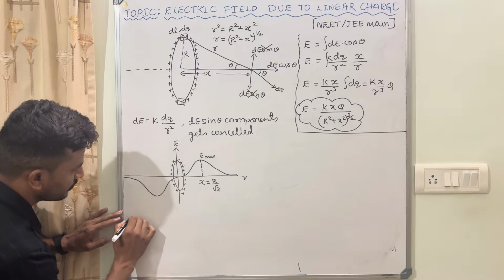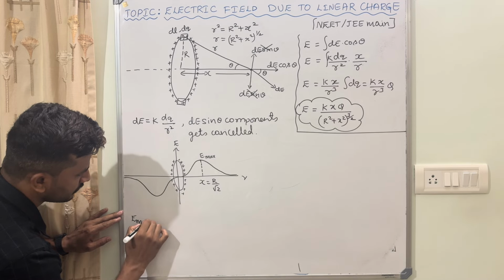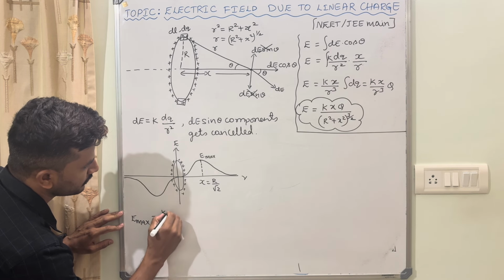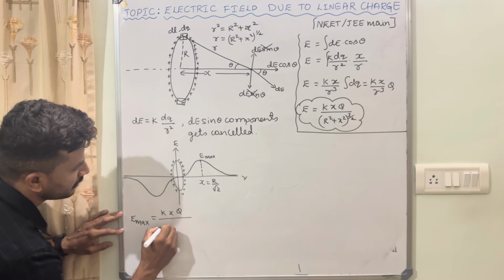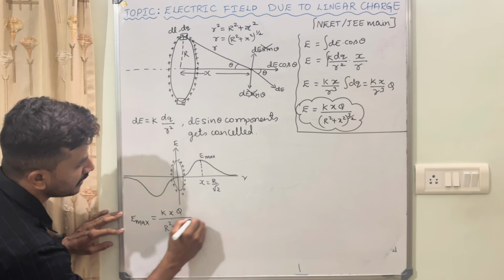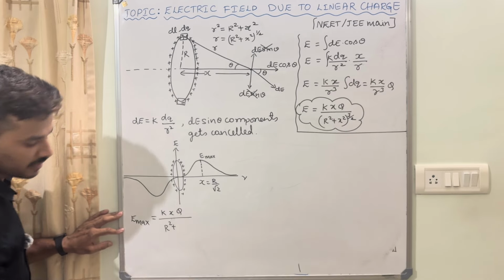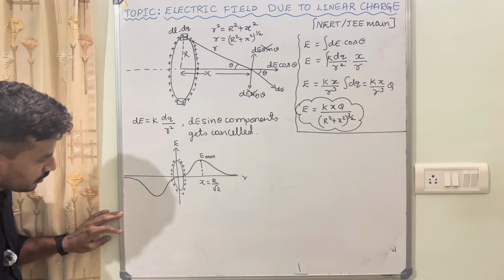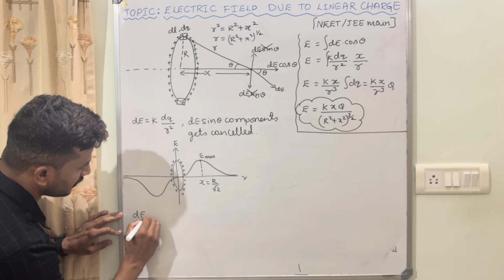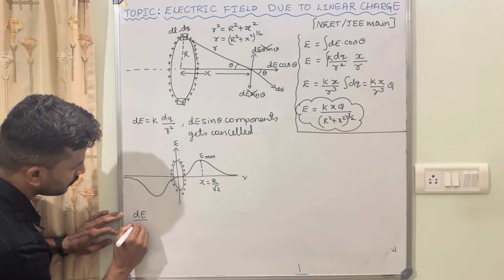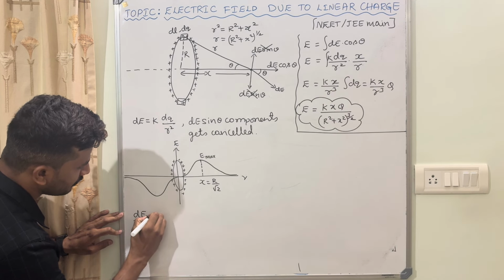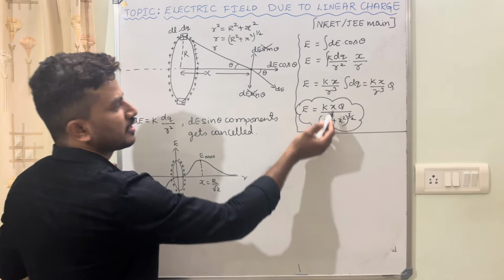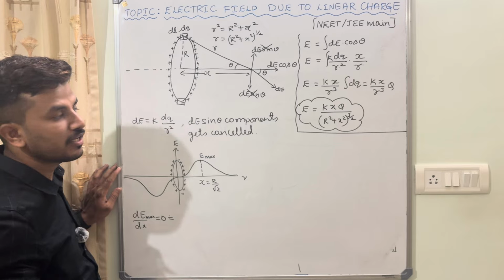Let us take that. E maximum is equal to kqx divided by (r square plus x square) power 3 by 2. If I consider it is maximum, let us differentiate. So dE with respect to dx, when the electric field is maximum, will be equal to 0. How to differentiate this? Here x is there, here also x is there, so you have to apply the quotient rule.